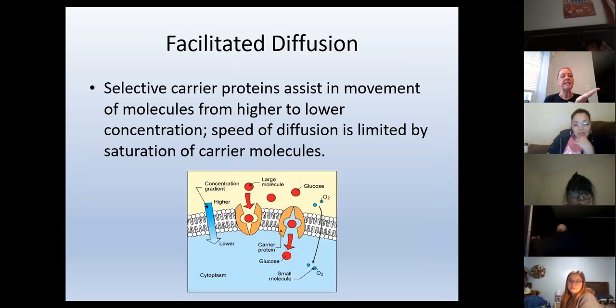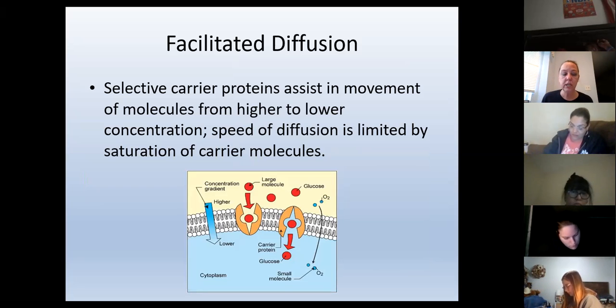All right, so facilitated diffusion. Diffusion, we're still using the concentration gradient. We're still moving from high to low. But now we need some help. Now we need someone to give us a hand to get from high to low. We have a carrier molecule.